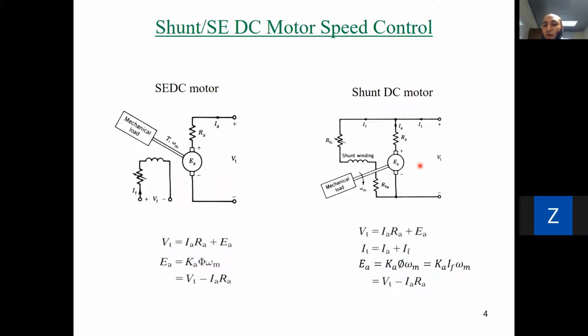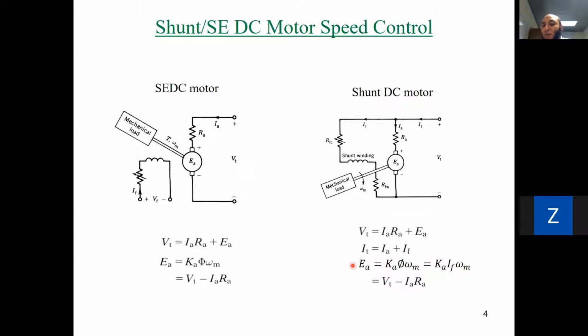However, for the shunt DC motor, as you can see, the field winding is connected in parallel with the armature winding. So we have only one terminal voltage. For this connection, in order to control the field current, we have to add another series resistance, which we call the field control resistance. The relation here will be V terminal equal to IARA plus EA, the same as the separately excited one. However, for the current, applying Kirchhoff's current law at this node, we find I terminal equal to IA plus IF.